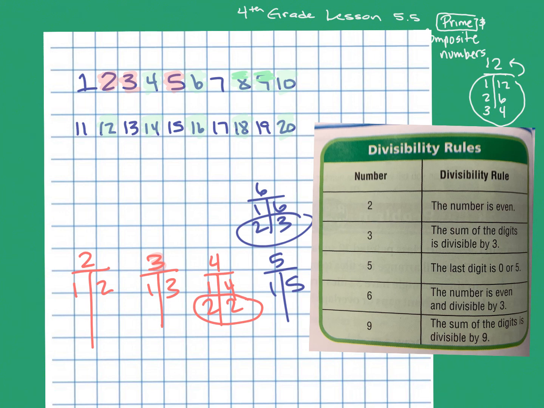The sum of the digits. We have 1 plus 1 is 2. 3 doesn't divide into 2, so this is not divisible by 3. 1 plus 3 is 4. 4 is not divisible by 3. 1 plus 5 is 6. 6 is divisible by 3, so 15 is divisible by 3. That means it has the factors of, maybe I'm going too fast here. Let me just point this out. We know 1 times 15, and because this is divisible by 3, we also know 3 times something.